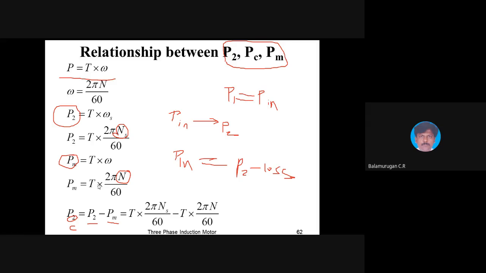And for this expression, you can refer to the power stages. What are the notations you are using in the power stages? The same we are using here also. Okay, and we obtained the expression. What is the relationship between these three parameters? Rotor input, mechanical power, and copper loss.